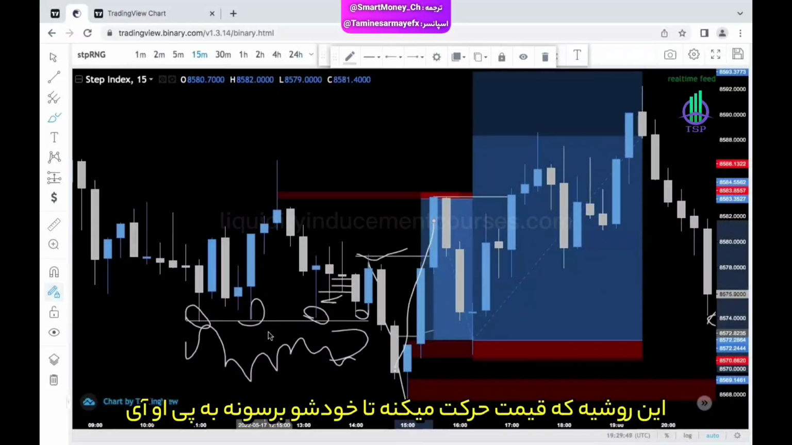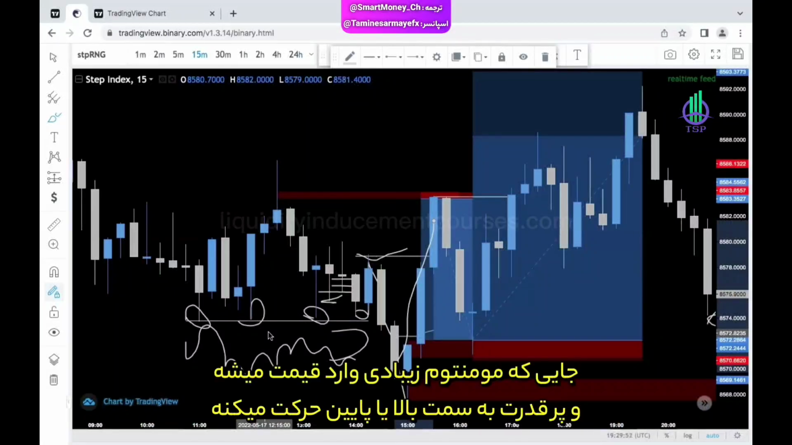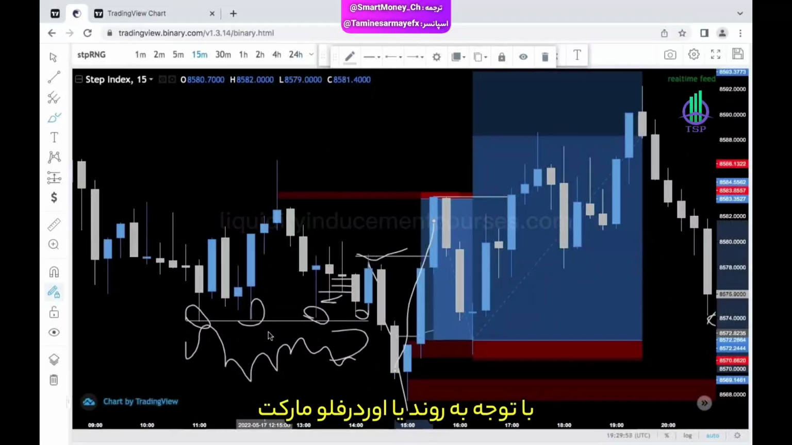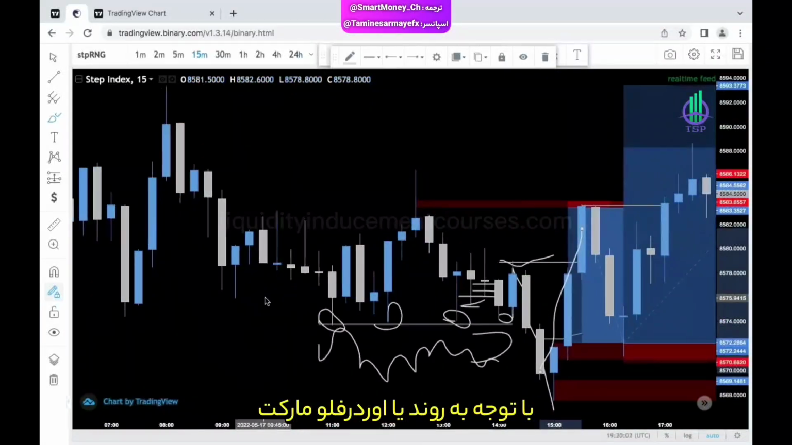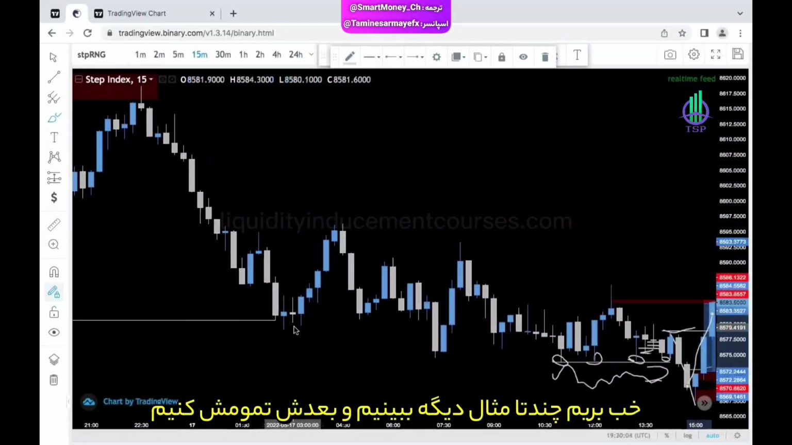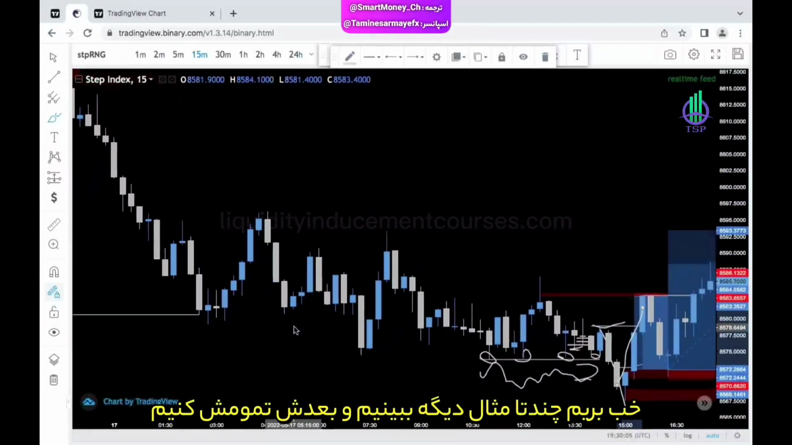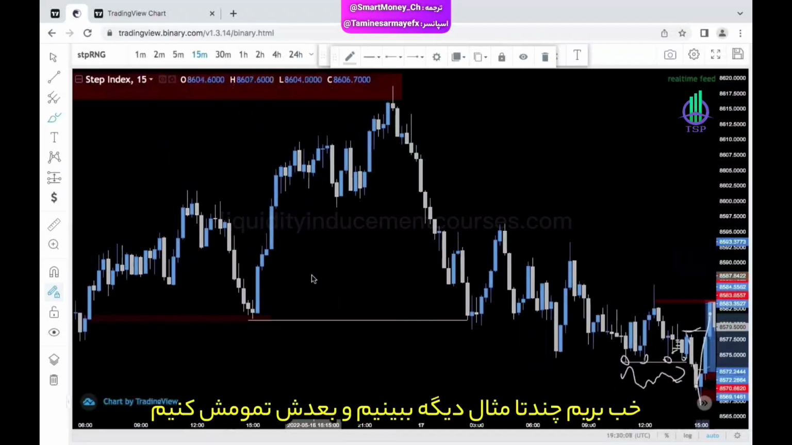That is how price will continue to move until we get to a point of interest that will put in the momentum, and then we move aggressively to either the upside or the downside, depending on the trend of the market or the order flow. Okay, so let's see some other examples and then we will be done for that.